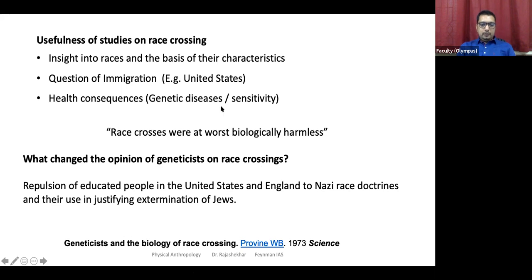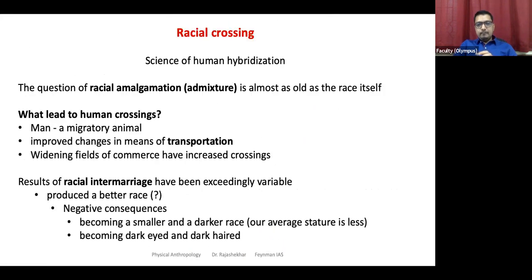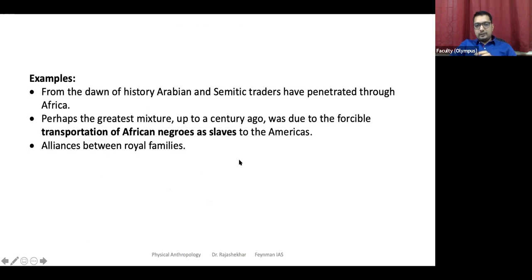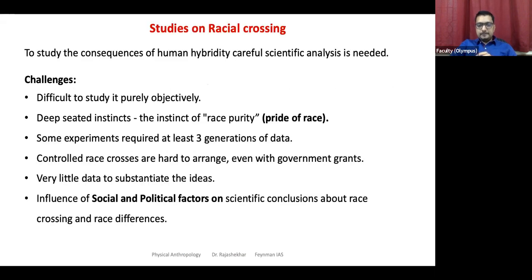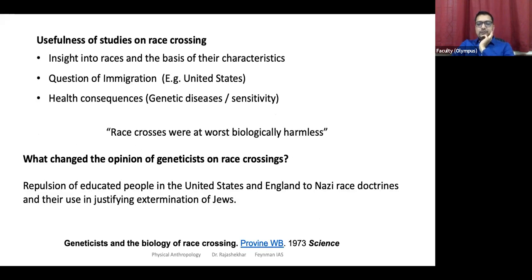Okay, right. So this is briefly about race crossing. A brief concept of race crossing. What is race crossing? And what led to race crossings? Consequences of race crossing, examples, issues related to race crossing studies, and uses of race crossing studies. Okay, that is briefly about race crossings. So with that, we finished unit 9.5.